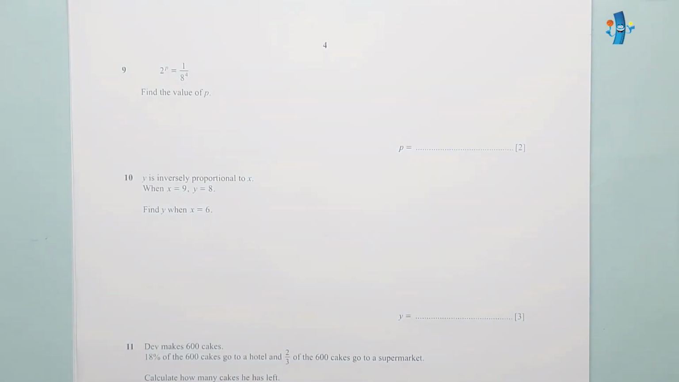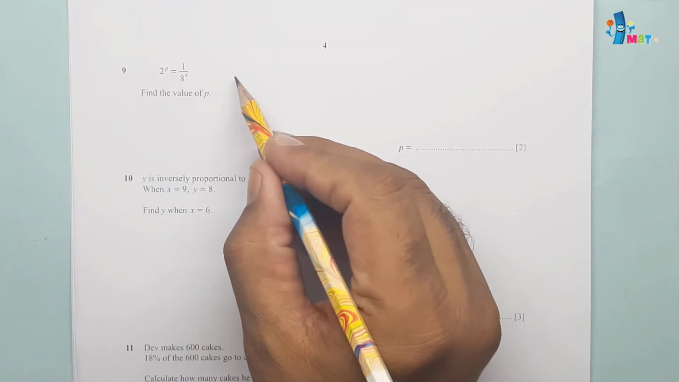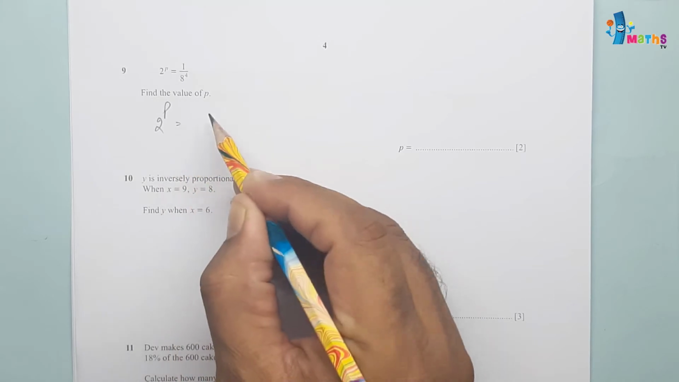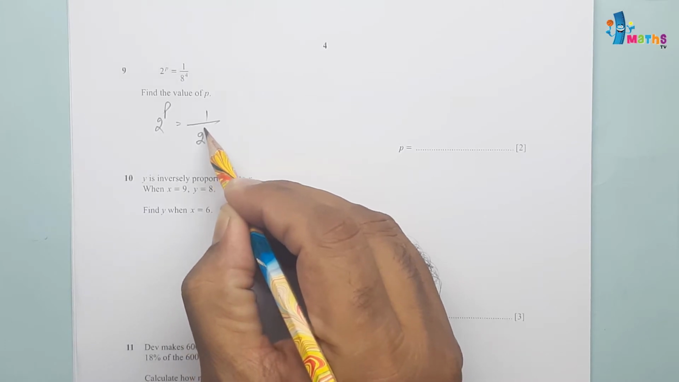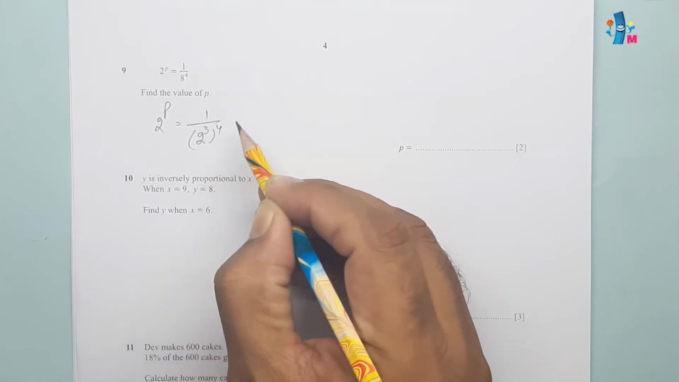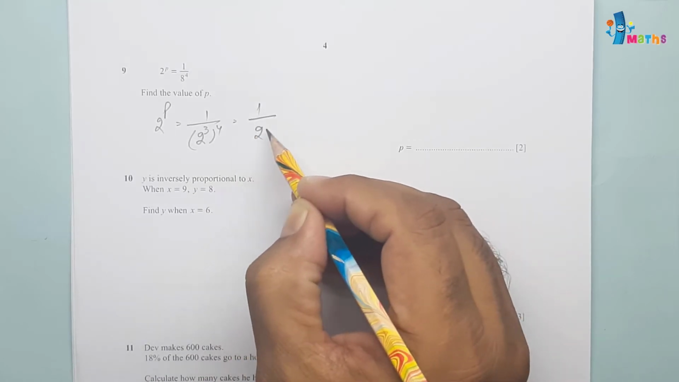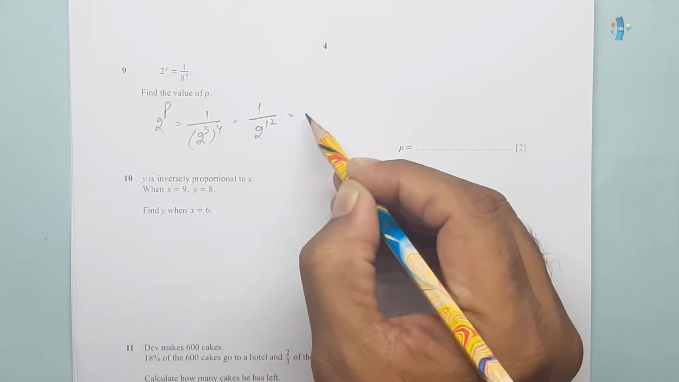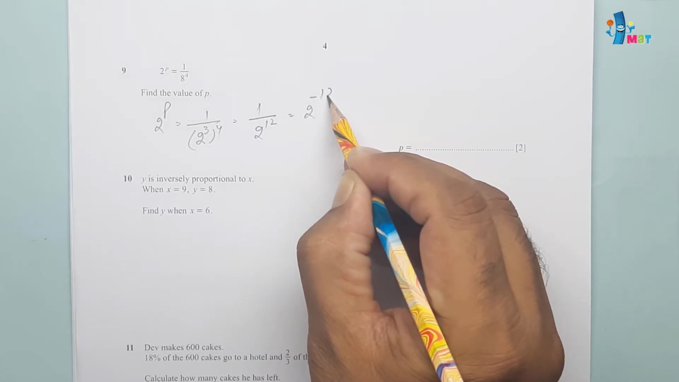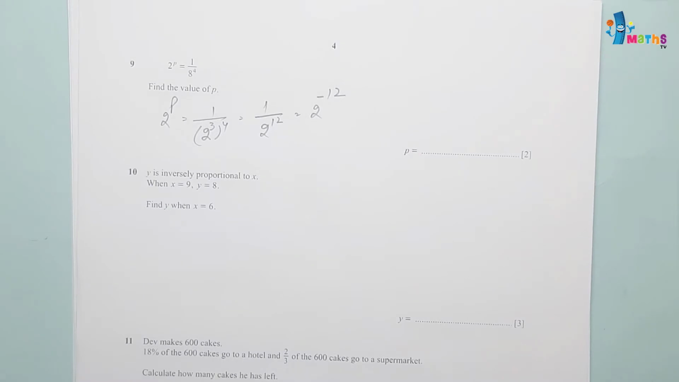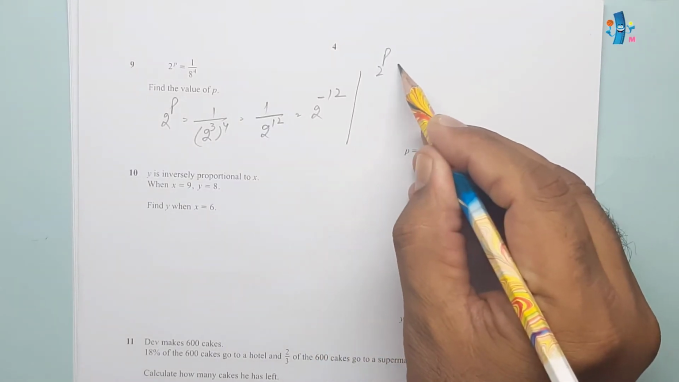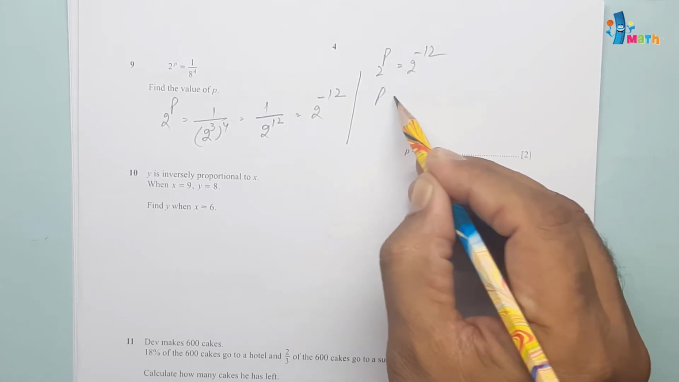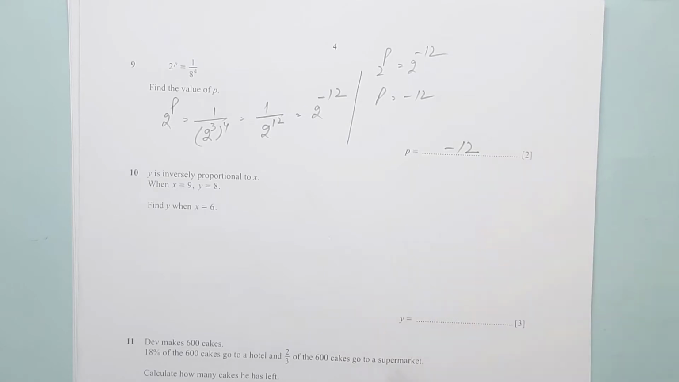Now question number 9, we have to find the value of P. We can write 2 raised to the power P is equal to 1 over 8. We can write this as (2 raised to the power 3) whole raised to the power 4, which is equal to 1 over 2 raised to the power 12, which we can write as 2 raised to the power minus 12. Now the bases are the same, so we can compare powers. 2 raised to the power P is equal to 2 raised to the power minus 12. So P will be equal to minus 12. This will be our answer.